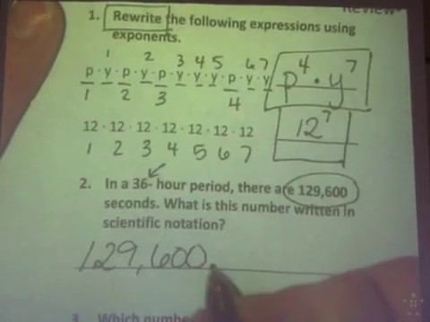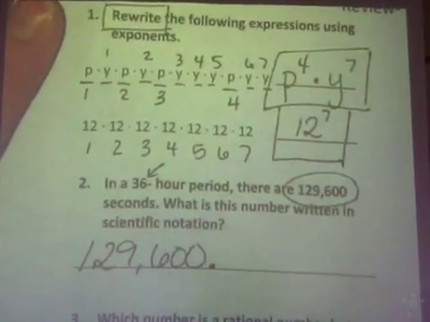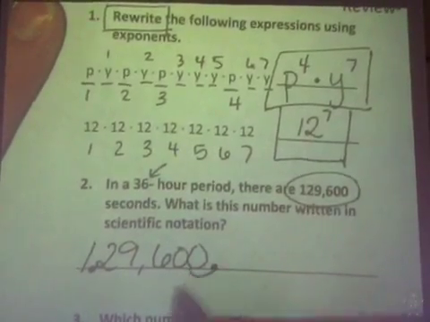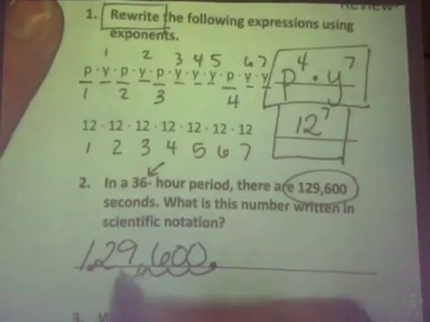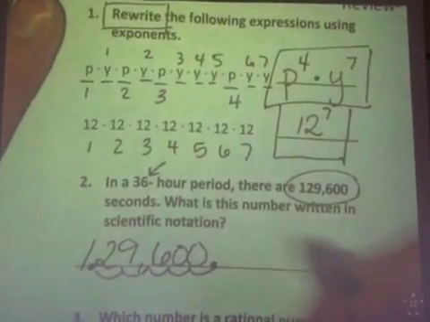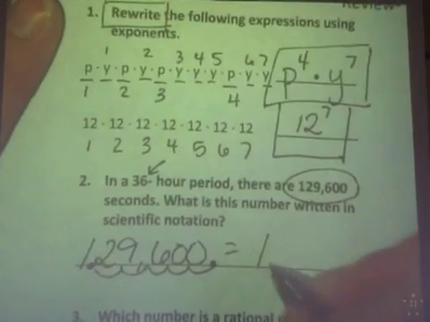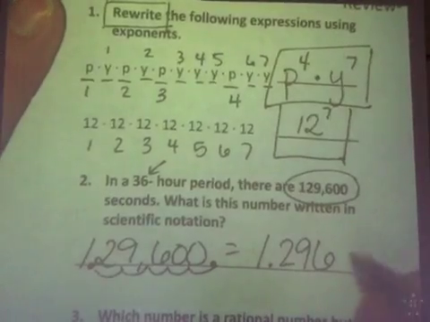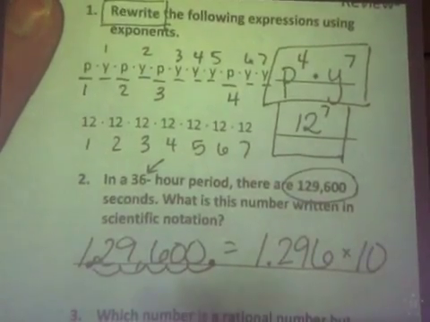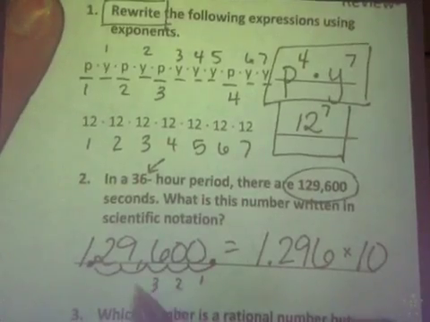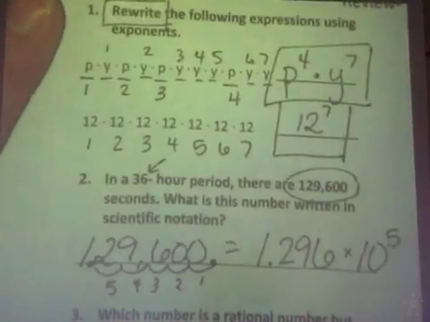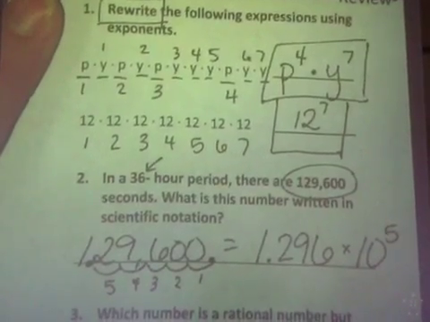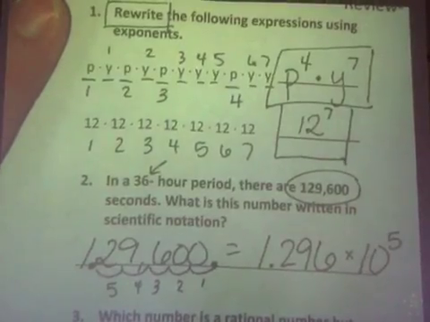The decimal is here. But to change it to scientific notation, I would need to move it between the 1 and the 2. I would have to move it 1, 2, 3, 4, 5 times. So now it's going to be 1.296. I can drop the ending zeros times 10 to the 5th power. That's a positive 5 because this is a large number. Okay? If it was a small number, I would have a negative exponent.